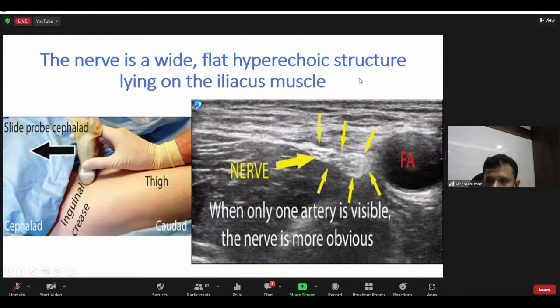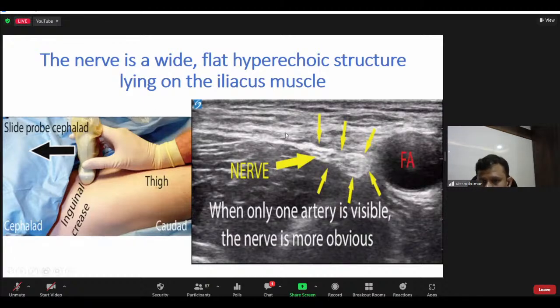Whenever you do a blind block or a nerve stimulator guided block, even if your nerve stimulator needle is here, you may elicit quadriceps twitching, but ultrasound guided injection is the only one that is going to give 100% results. Because even if you elicit nerve twitching, some amount of drug will be present outside the fascia iliaca. So it may not directly act on the nerve and it is not going to give complete effect. So the best modality to block the femoral nerve is ultrasound guided.